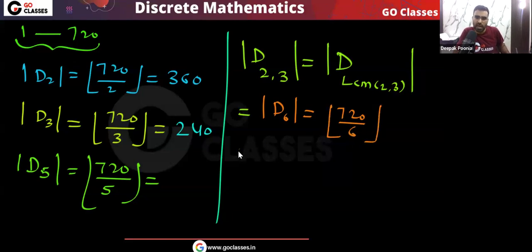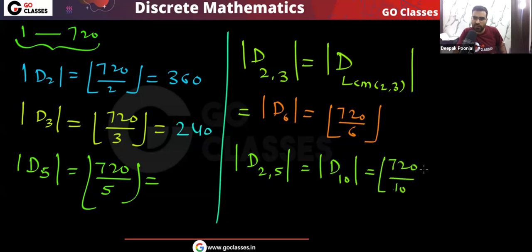Next, you can see how many are divisible by 2 as well as 5. So that will be equal to divisible by the LCM of 2, 5, that is 10. So divisible by 10 is basically 720 divided by 10, floor. That will be 72.